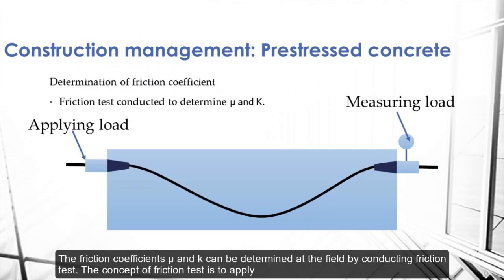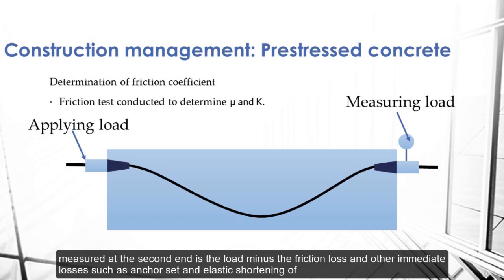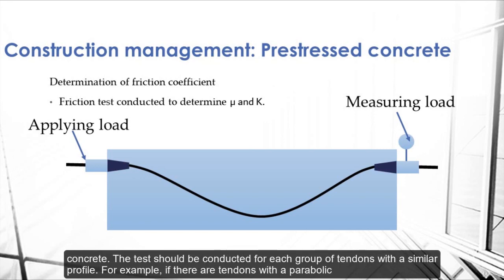The friction coefficients mu and k can be determined at the field by conducting a friction test. The concept of friction test is to apply a load at one end, termed as an active end. At the same time, we measure the load at the second end, which is termed as a passive end. The load measured at the second end is the load minus the friction loss and other immediate losses such as anchor set and elastic shortening of concrete.